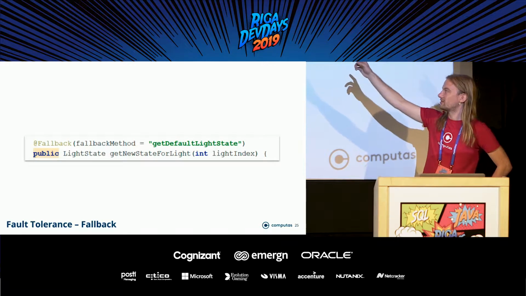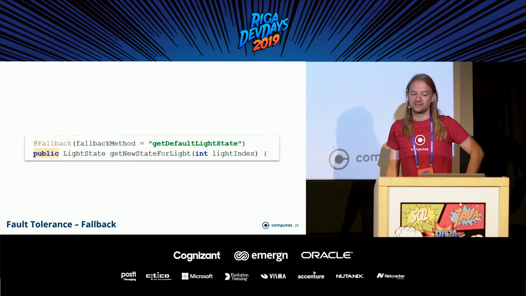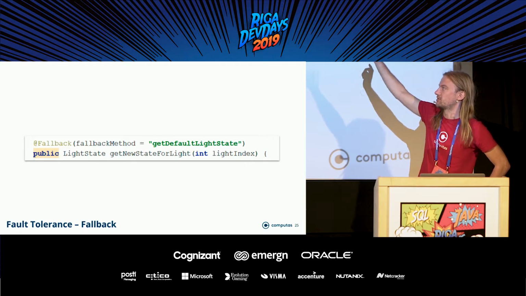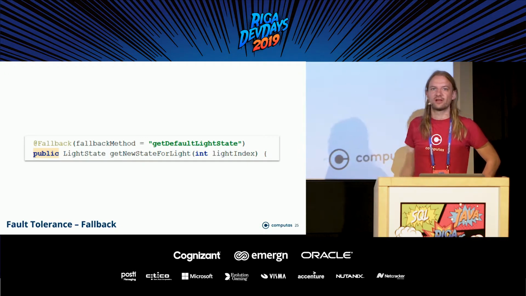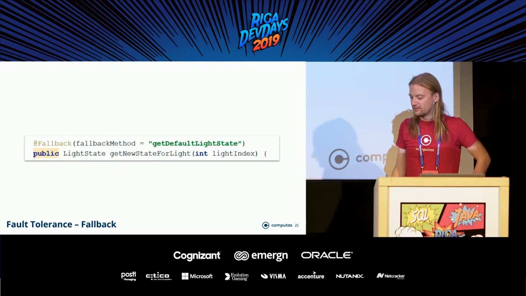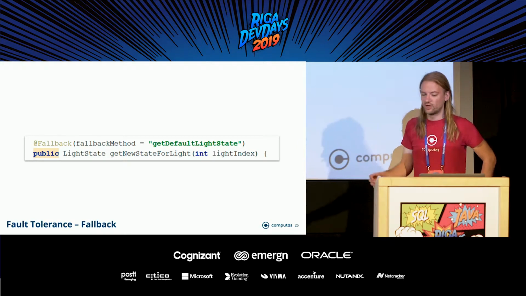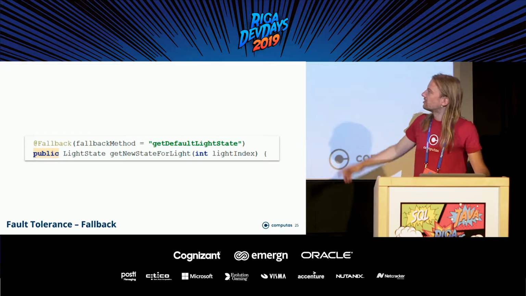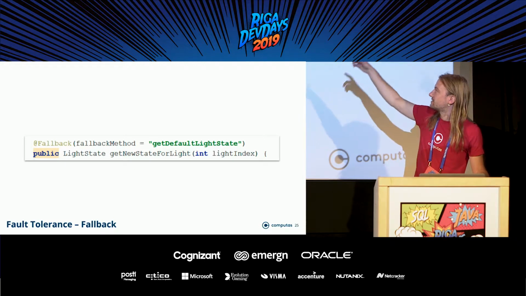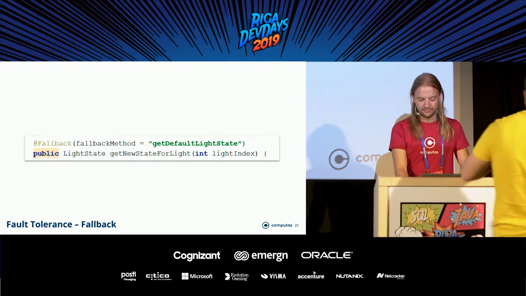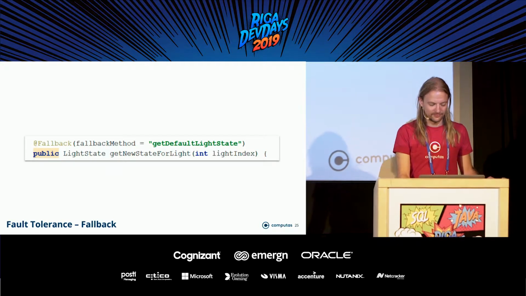One important thing to mention is that this get default light state method, which you can see here as a plain string, involves some reflection magic in the background. That method has to have the same signature as the one you're overloading. So if get new state for light takes an int as input, then get default light state should also do that. If not, you get a strange error.